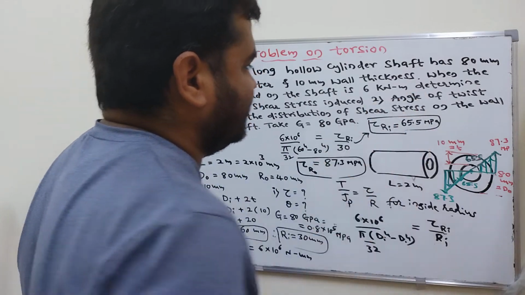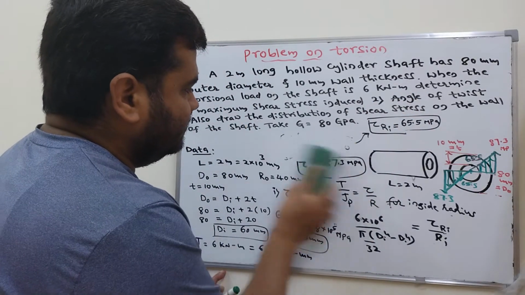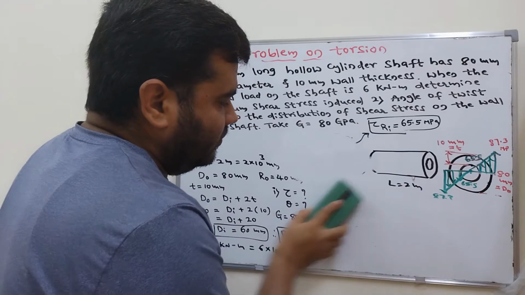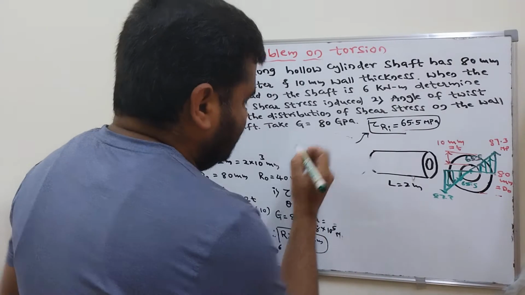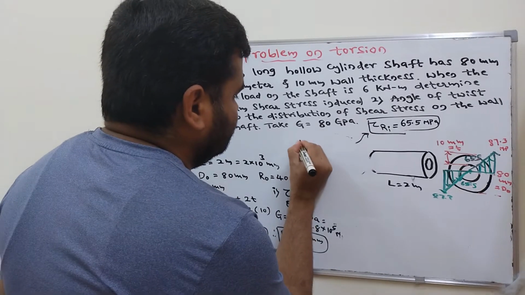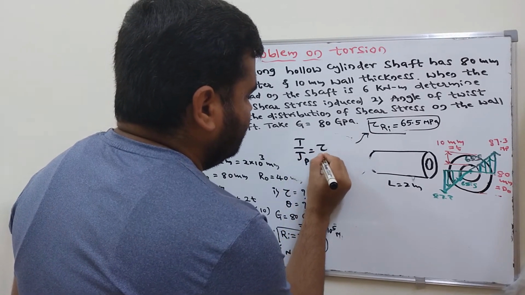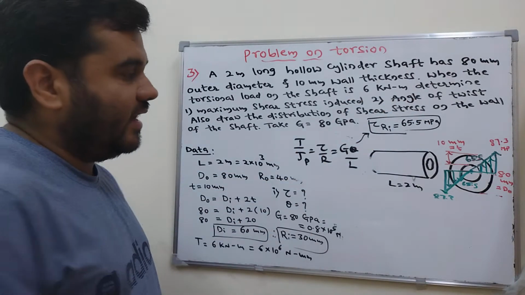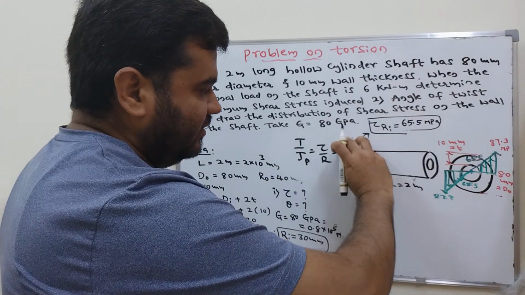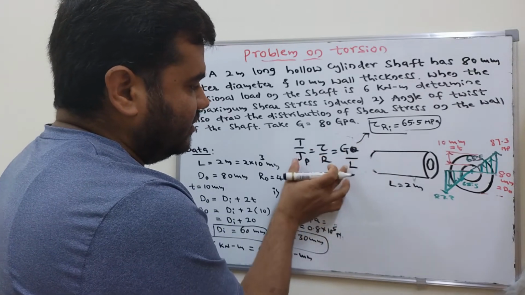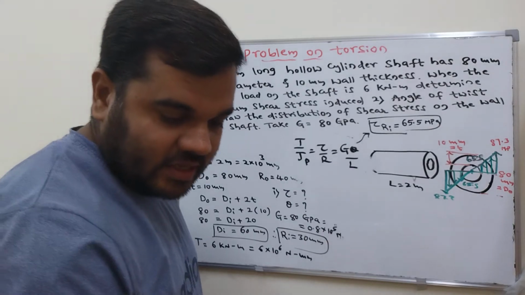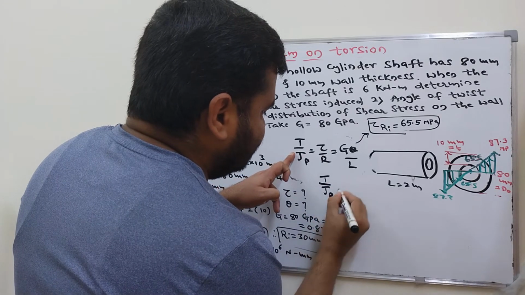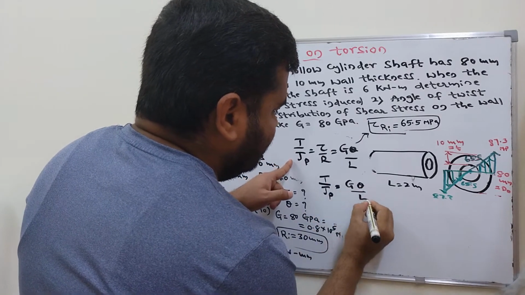Now if you go to the second, angle of twist. How to calculate the angle of twist? What is the formula? Again, use the same general formula: T by Jp equal to tau by R equal to G theta by L. The second one is asking angle of twist, so we need to use this one and this one. Either we can use this equation or this equation, any two equations we can use here. So I am using T by polar moment of inertia equal to G theta by L.